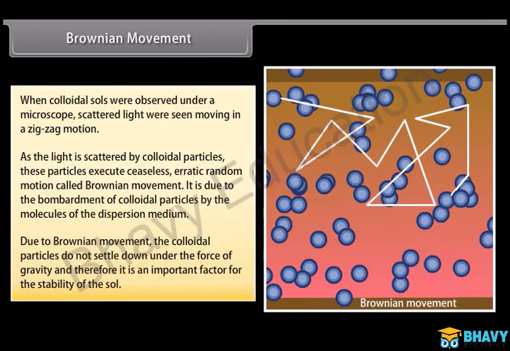Due to Brownian movement, the colloidal particles do not settle down under the force of gravity, and therefore it is an important factor for the stability of the sol.